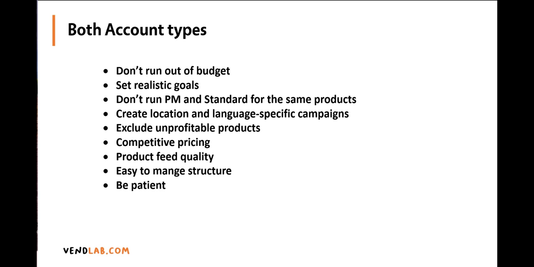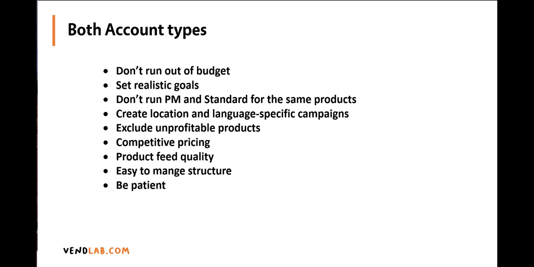So for both types of shopping campaigns, there are some basic things you should understand. Firstly, don't run out of budget. On Google Shopping campaigns, you set a budget on a daily basis. If you run out of budget on a particular day, you'll obviously not be advertising and you will be missing out on sales. You need to set a goal for your campaign which is realistic and in line with the market. If you set, for example, a RoAS target which is above what other people are bidding for, then you won't get as many sales as you expect.